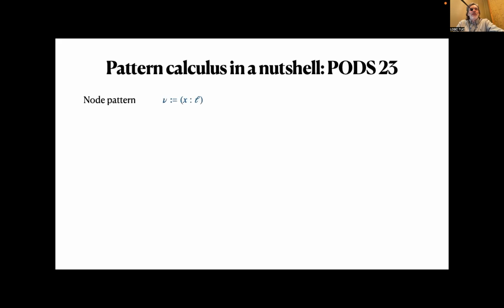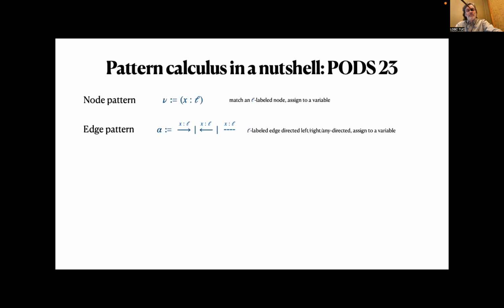so that's what I'm trying to do here with my group. So what I'm going to do is explain what this basic underlying pattern calculus is, and these 100 pages get distilled to one slide. So we have node patterns, written here in Cypher style: a variable, potentially a label. It just matches a labeled node and assigns it to a variable. We have the same thing with edges. Edges could be directed left, right, or undirected. Both variable and label are optional. We know from Cypher, for example, that we can match a node, but you don't have to assign it to a variable.